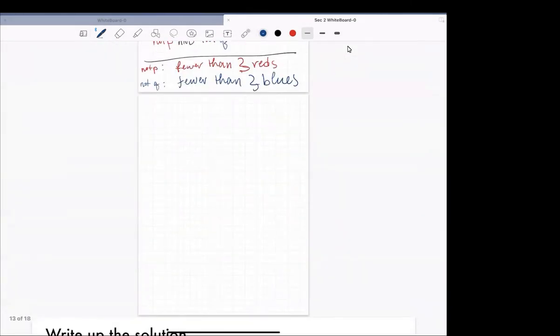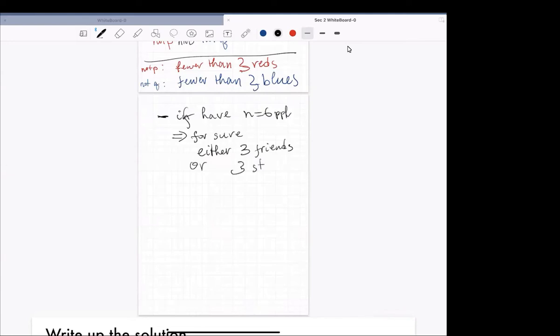Okay, so the next question. So what have we answered now? At first I was going to ask something else, but let's start with what you just suggested. What we've shown is that if we have 6 people, then we have a guarantee for sure. Let me write it. So we have a guarantee then for sure, either 3 friends or 3 strangers.